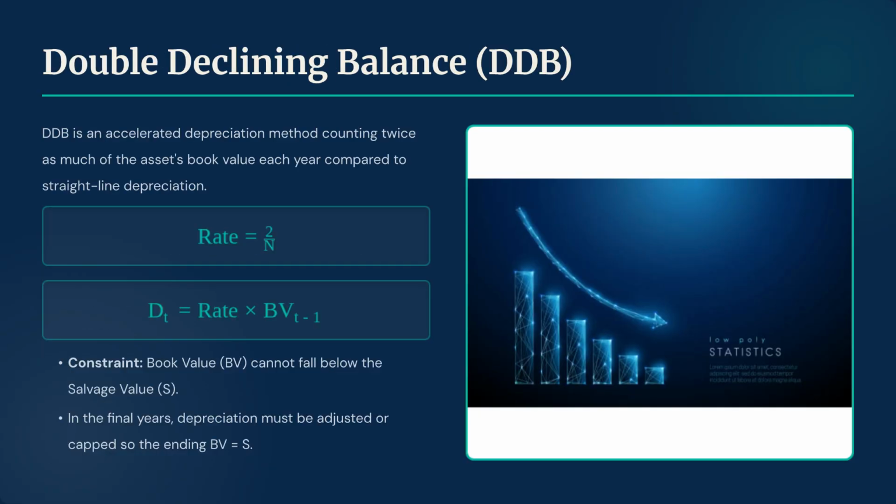The double declining balance, or DDB method, is an accelerated approach that counts twice as much depreciation each year compared to the straight line method. The rate is calculated as 2 over N. The depreciation amount DT is calculated by multiplying the rate by the previous year's book value. Remember that the book value cannot fall below the salvage value, and depreciation must be capped in the final years to meet this constraint.